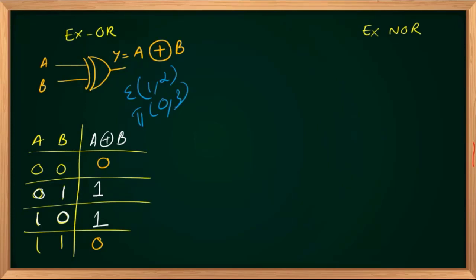Please remember the property of XOR gate. Similar input or same input, output is 0. Dissimilar input or different inputs, output is equal to 1. So it senses the difference in input. Inputs are different, it will give me a logic 1 at the output. And it's better to write the logic expression also. Logic expression is required.